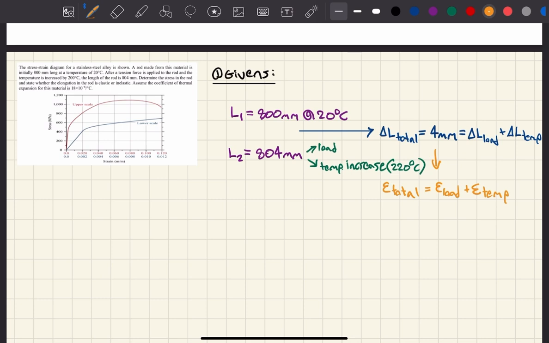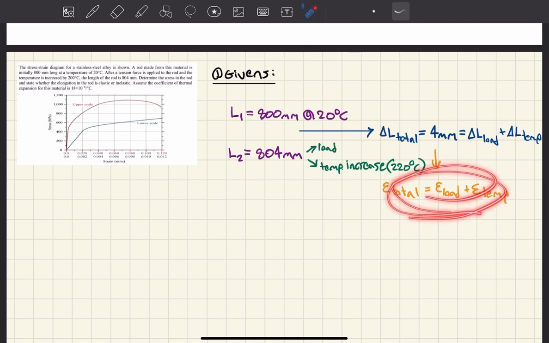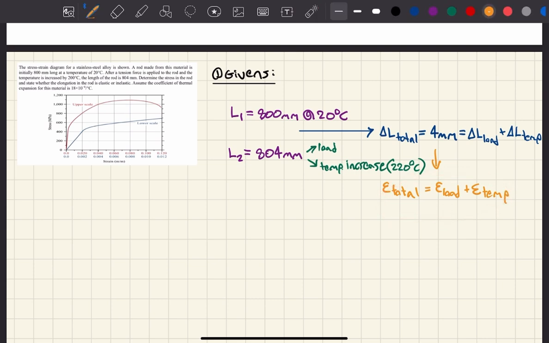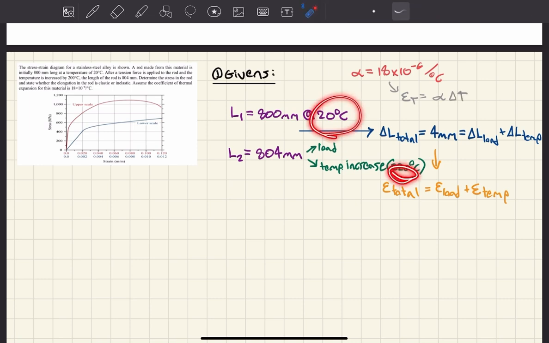Before we start, because I'm tempted to go into this and solve the question just from this, we'll do it in proper steps. What else are we given in the question? We're given a coefficient of thermal expansion of 18 times 10 to the power of negative 6, in units of 1 over degrees Celsius. We've never dealt with thermal strain before, so let's define that equation. Thermal strain is equal to alpha, the coefficient of thermal expansion, multiplied by the change in temperature. The change in temperature in our case is 220 minus 20, so 200 degrees. But we'll get to that when we get to that.